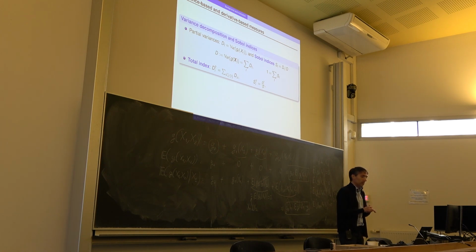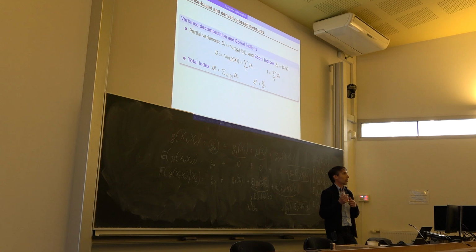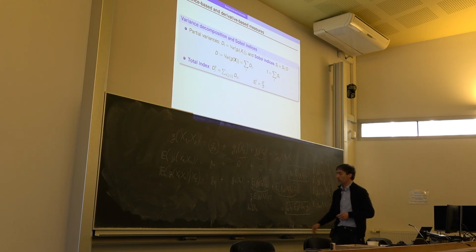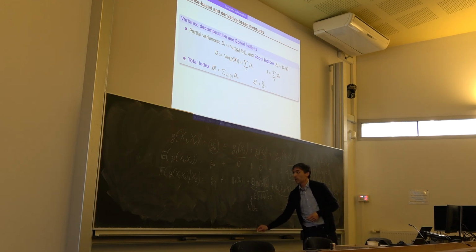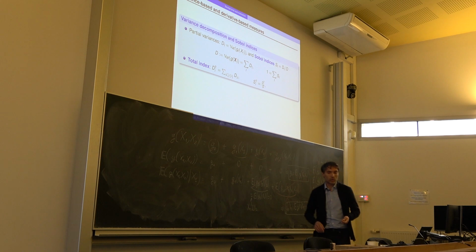And in particular, you are interested in the total index, which is written DIT, which is the sum of the variances explained by the variable i in all the terms where this variable appears. So here I give you the definition for a two-dimensional function.